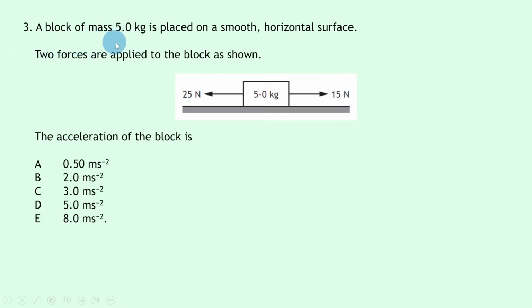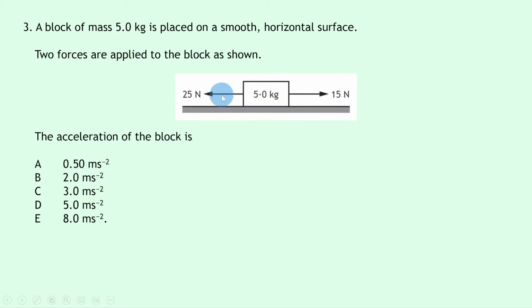Question 3 says a block of mass 5.0 kilograms is placed on a smooth horizontal surface. Two forces are applied to the block as shown. So you'll see here, there's our 5 kilogram block, we've got 25 newtons acting to the left and we've got 15 newtons acting to the right. And it says the acceleration of the block is.